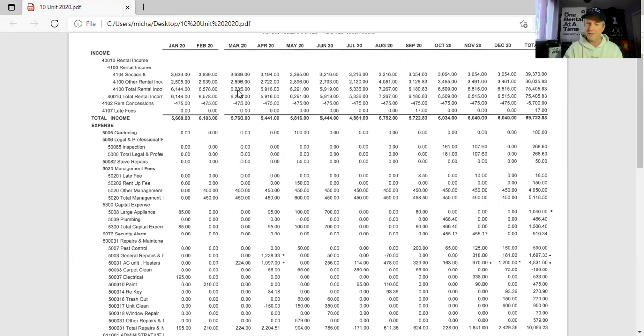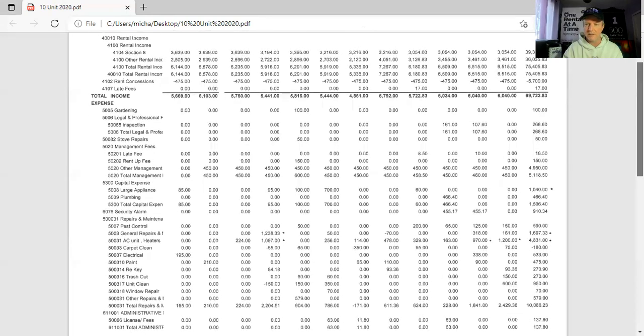Again, this is 2020, so some of this is COVID. Some tenants were paying, but we couldn't evict, so there's some lack of payments or lumpy payments in here as well. But this is not so much about the income, but the expenses. You can notice here that the income is roughly 70K, right? 69,722.